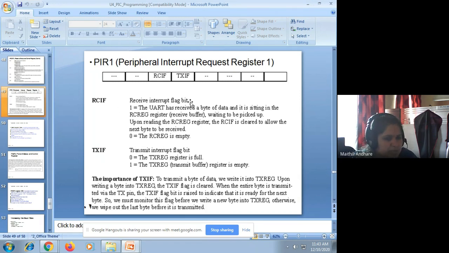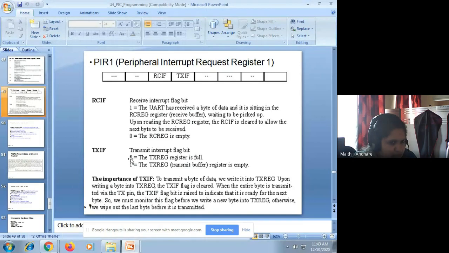So if it is 1, the UART has received a byte of data, and it is sitting in the RCREG register waiting to be picked up. Upon reading the RCREG register, RCIF is to be cleared to allow the next byte to be received. It is the same as serial communication in 8051, only the bit available in 8051 is different.